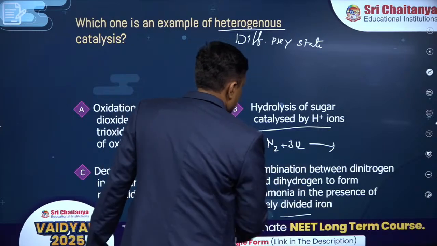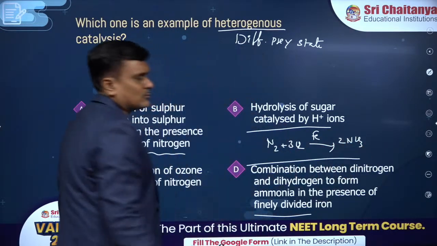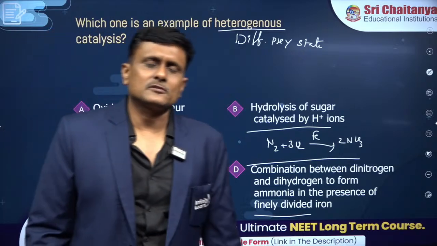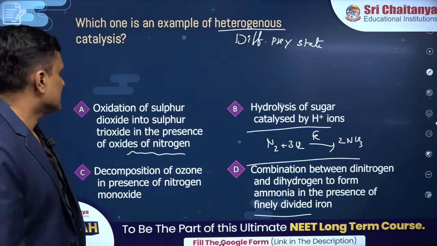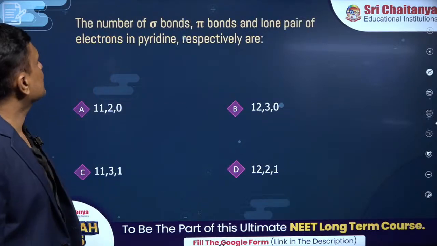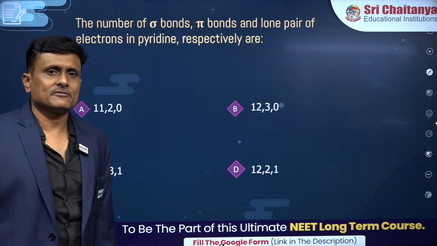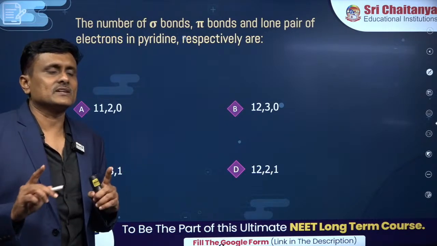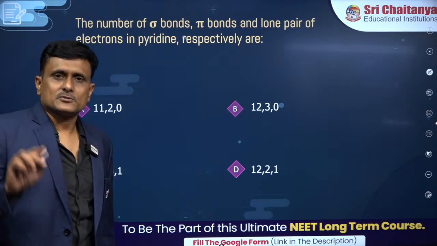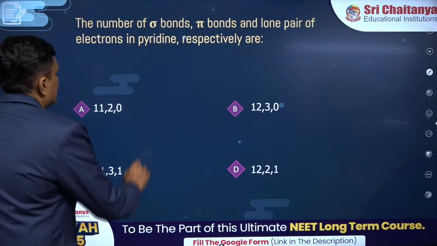In that you can see finely divided iron, with molybdenum as promoter, iron catalyst, etc. You have studied, no? Haber process. Simple question. The number of sigma, pi, lone pairs in pyridine and pyrrole, very frequently asked two compounds. Please make sure that you remember the structure of all. Can anyone help me with the answer?